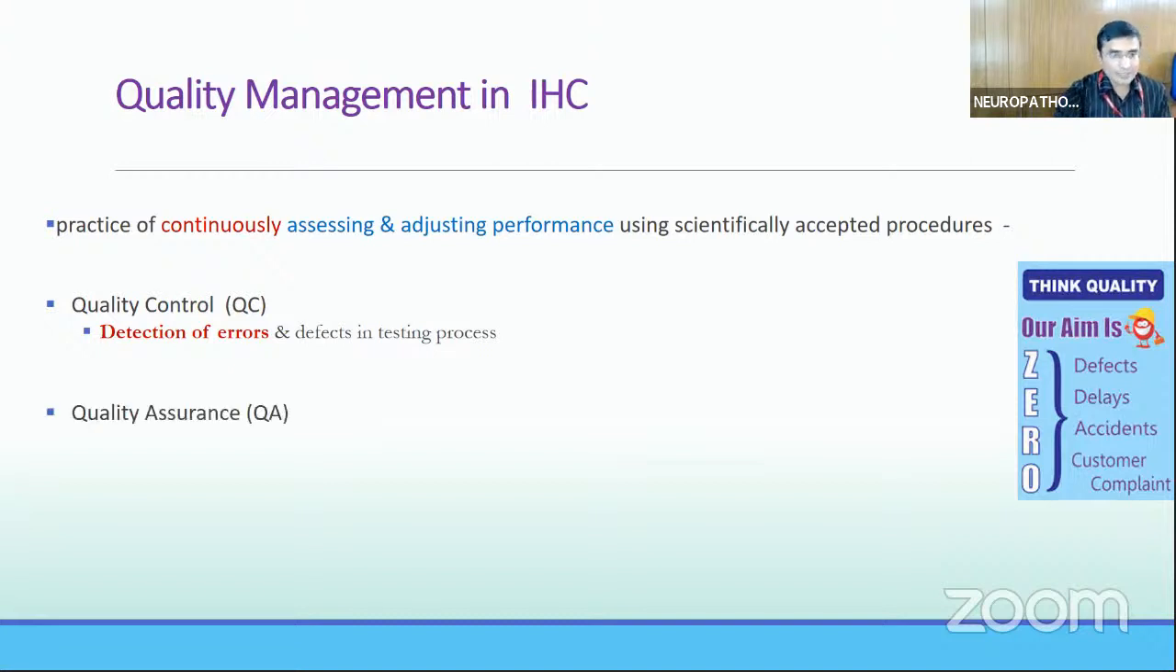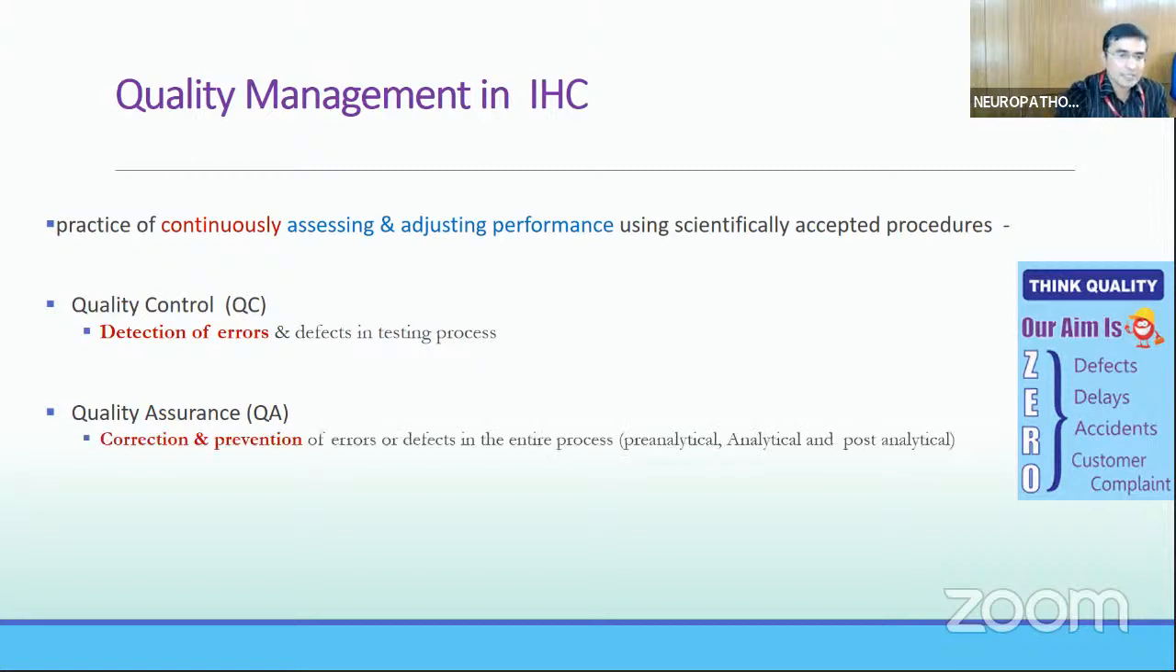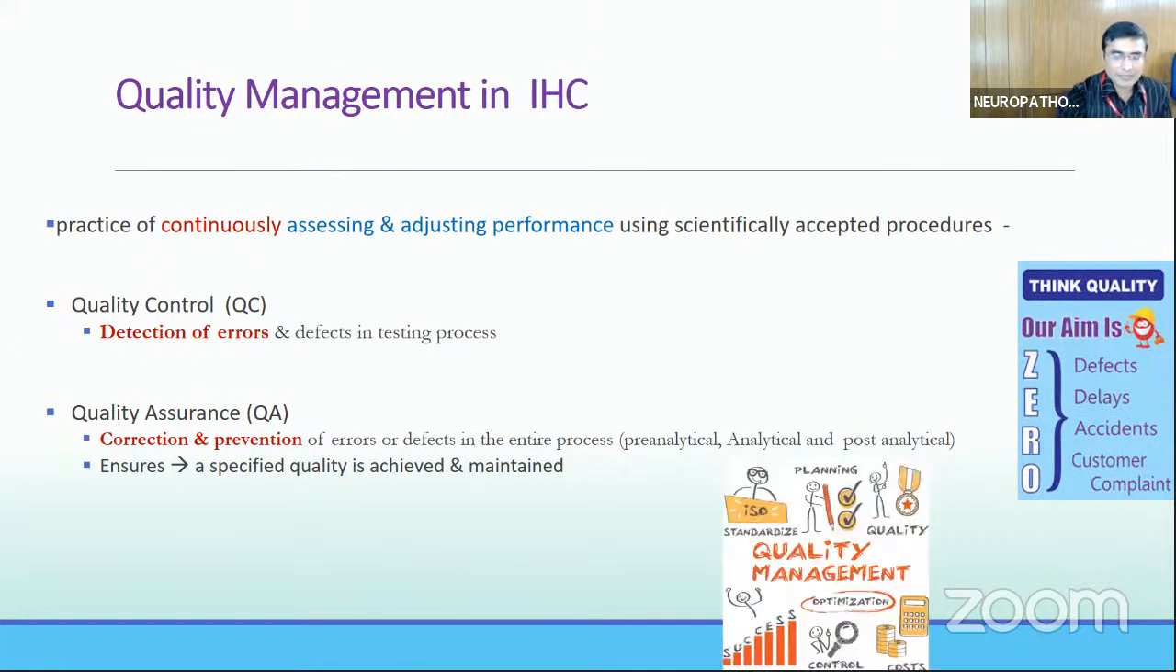Now, when it comes to a broader way, that is where you maintain your vehicle by regular service, change of oil, regular checkups, regular washing. All those things refer to quality assurance. It is much broader and covers many steps of the laboratory cycle. So quality assurance is a wider step taken to recognize, prevent, and correct errors or defects in the entire process, not just analytical, but pre-analytical, analytical, and post-analytical. In simple terms, quality assurance includes quality control, and it ensures that a specified quality is achieved and maintained. So quality assurance is a combination of quality control plus many other procedures, one of them being participation in an external quality assurance program.